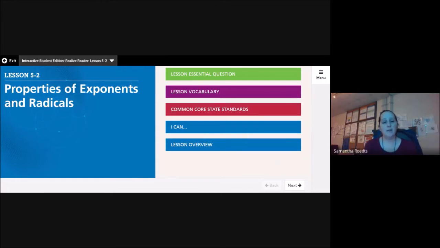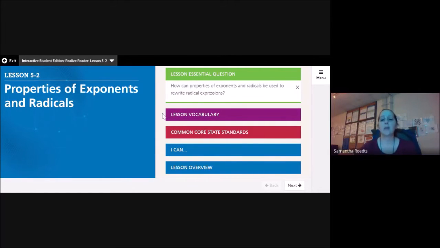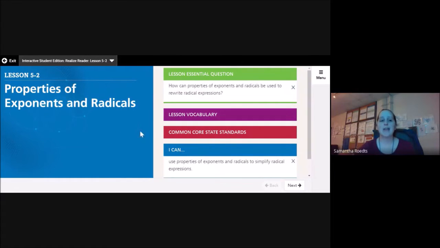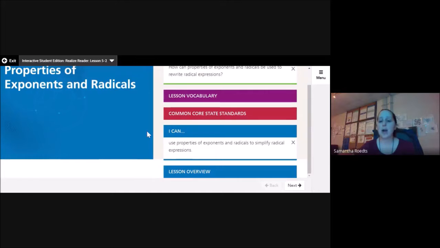This is Unit 5, Lesson 2, Properties of Exponents and Radicals. So our lesson essential question is, how can properties of exponents and radicals be used to rewrite radical expressions? At the end of this unit, you'll be able to use properties of exponents and radicals to simplify radical expressions.